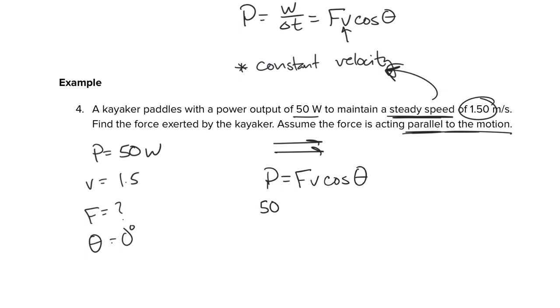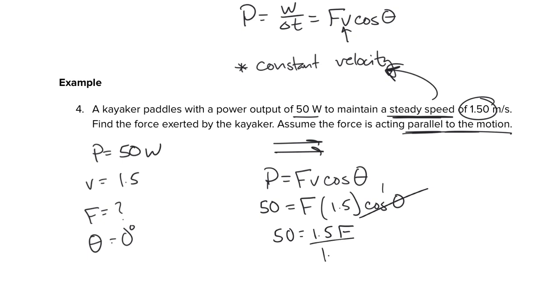Our power was 50 watts. Our force is unknown. Our velocity is 1.5. And our cosine is of 0. And when you take that cosine of 0, that's really just going to be 1. So this is force times 1.5 times 1. The 1 really has no effect. Got 50 equals 1.5 times the force, essentially.